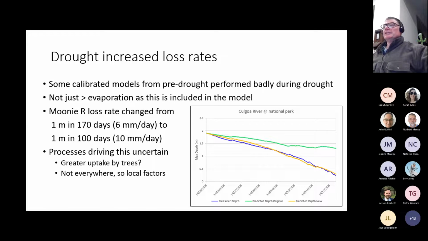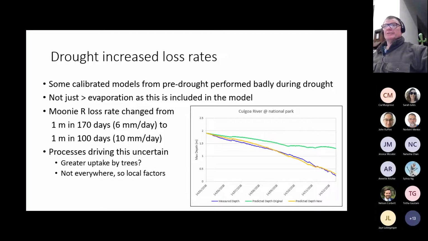What we found, well, I talked about how we've got these 60-odd calibrated waterhole models, and they worked really well, and the calibrations were all pretty low error. But what we found during the drought at some sites was that they started losing water at rates that were much higher than the models predicted. You might just say, well, that's because there was more evaporation, but that doesn't really make sense, because evaporation is one of the input parameters to the water loss in the model. So we're looking at loss rates increasing beyond what can be explained by evaporation.